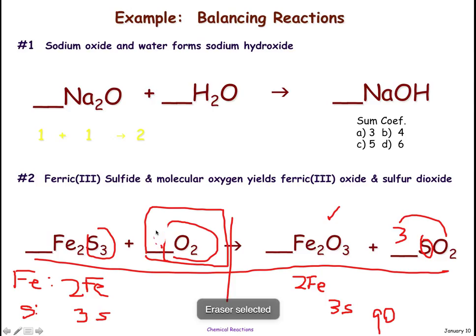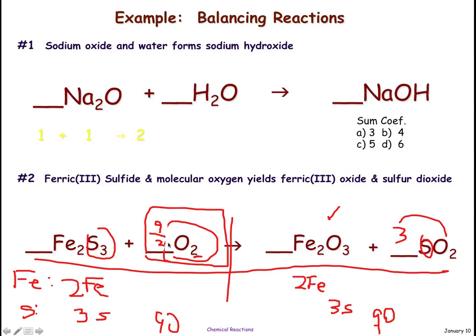So the fraction is, take a look at the atom. How many atoms do you need? You need 9 right here. So I would use 9. And what is in the denominator? You've got 2 here, so it's 9 halves. 9 halves times 2 is 9. That would give you 9 oxygen. So now your reaction is balanced.